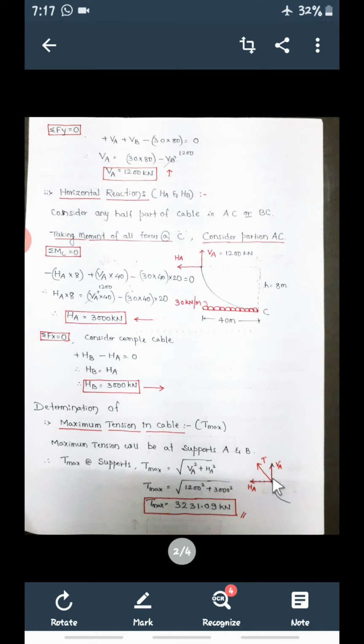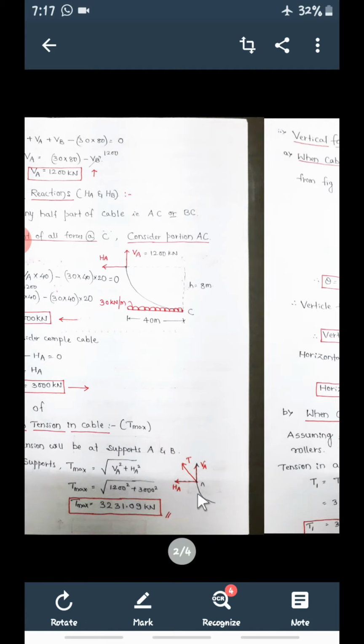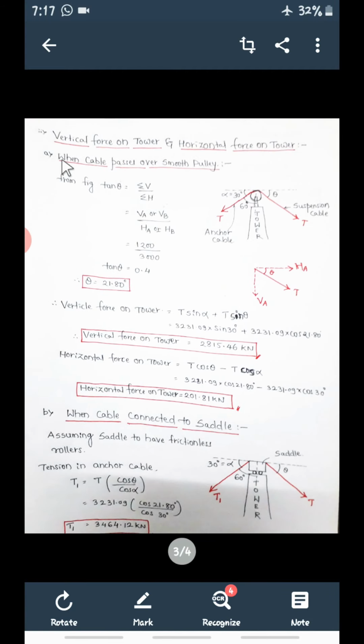This is at A also same, right? You can write T max A and T max B. At B also it is same. Okay, the next thing they have asked, the vertical force on the tower and the horizontal force on the tower.